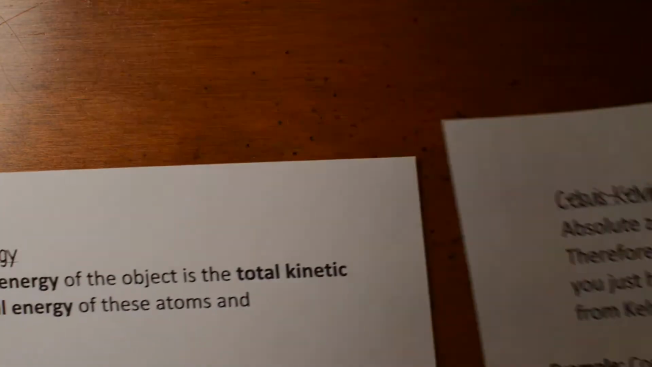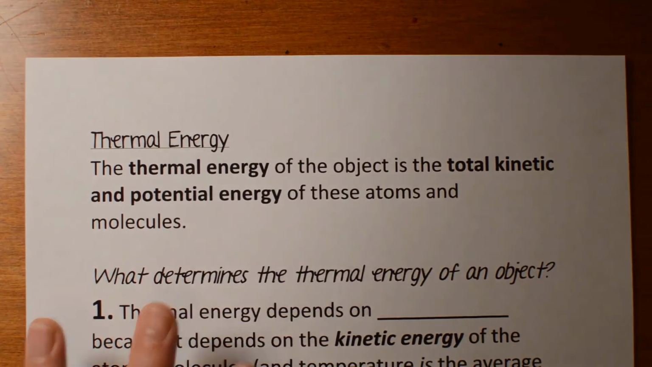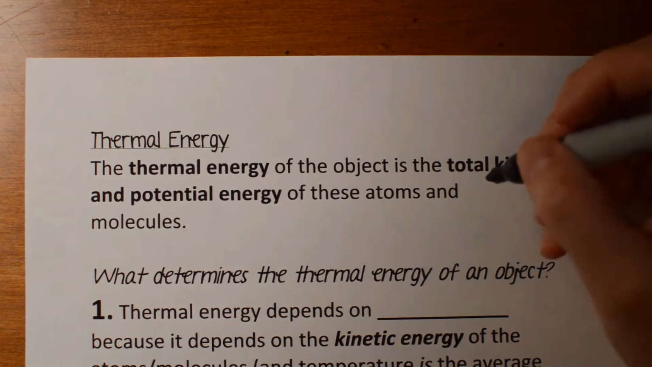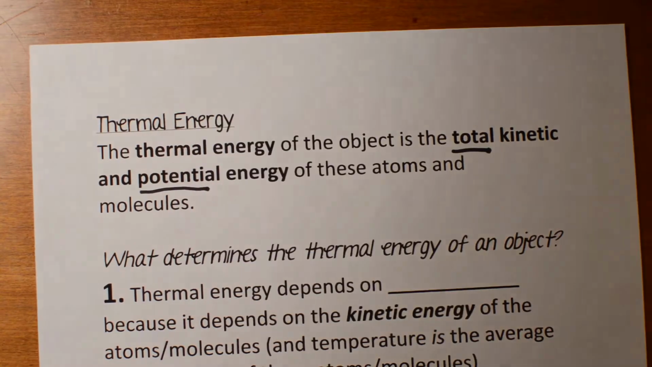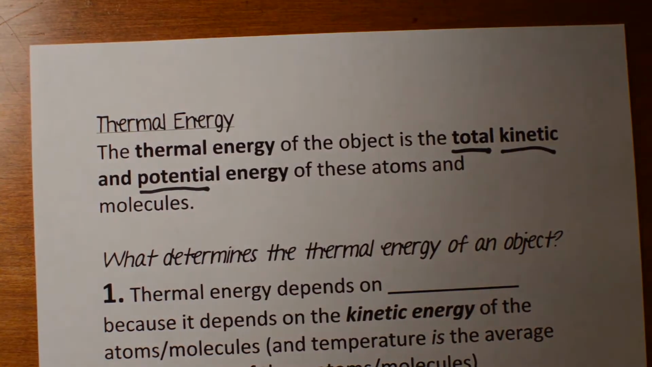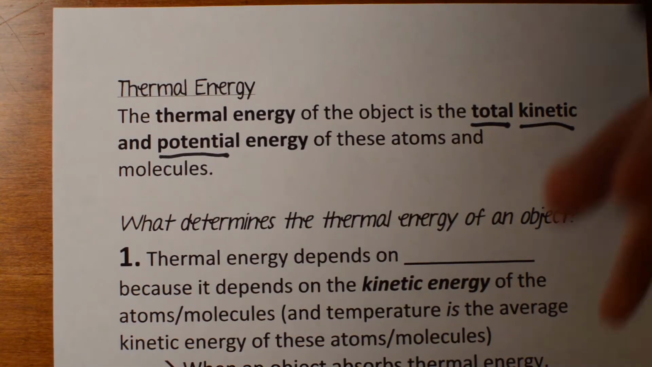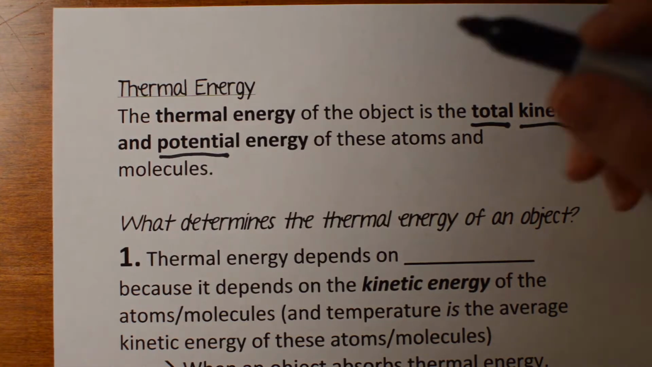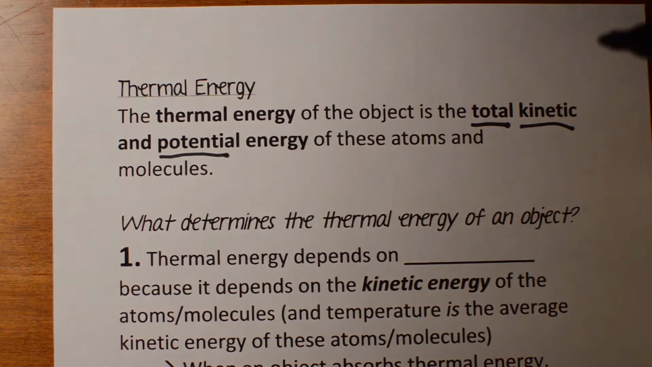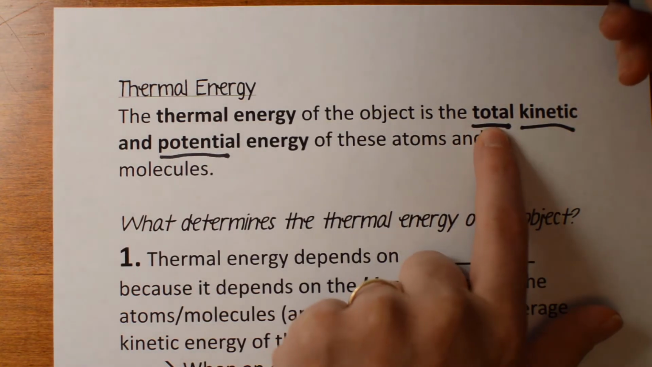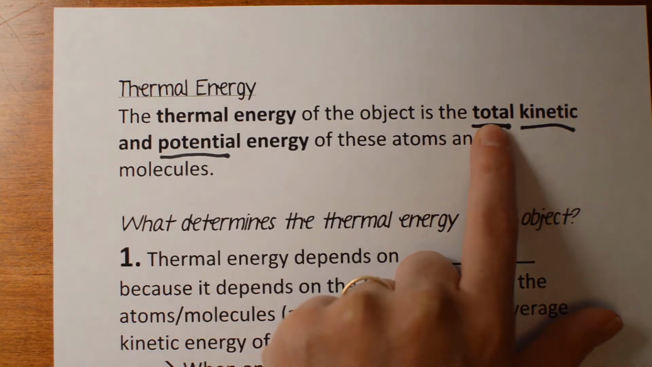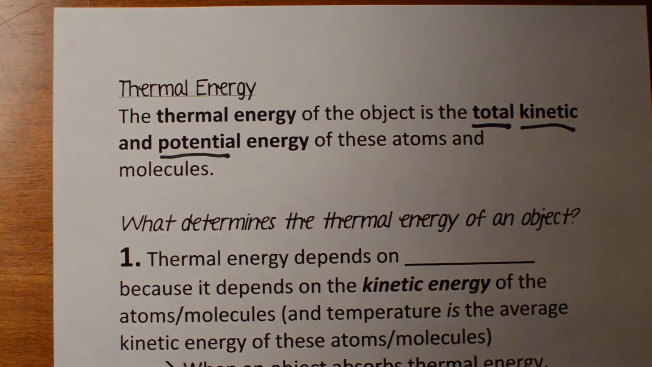Okay, thermal energy. So if average kinetic energy is the temperature, then total kinetic and total potential energy, so kinetic and potential, of all those atoms and molecules that are moving around in your object makes up the thermal energy. So that's two types of energy, kinetic and potential, and it's the total energy, not the average, whereas temperature is just the average kinetic energy.